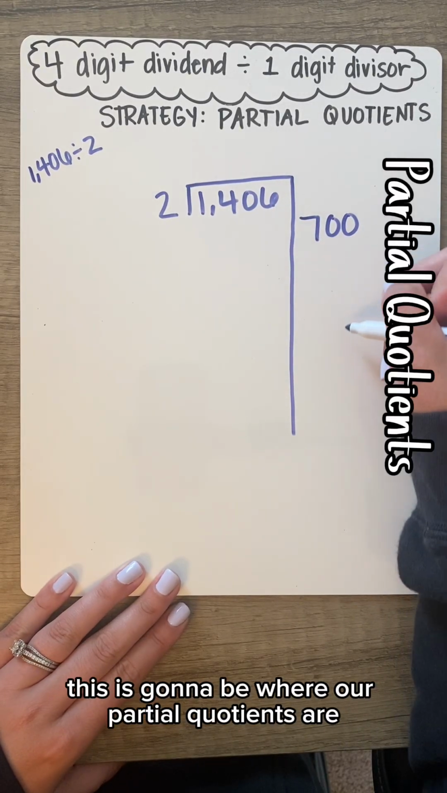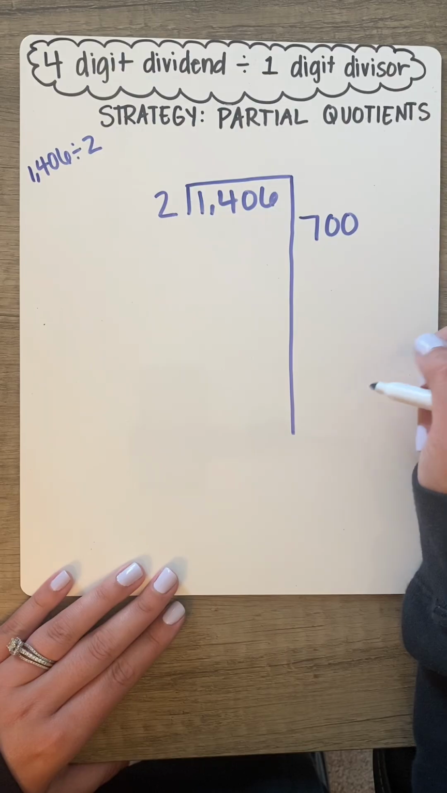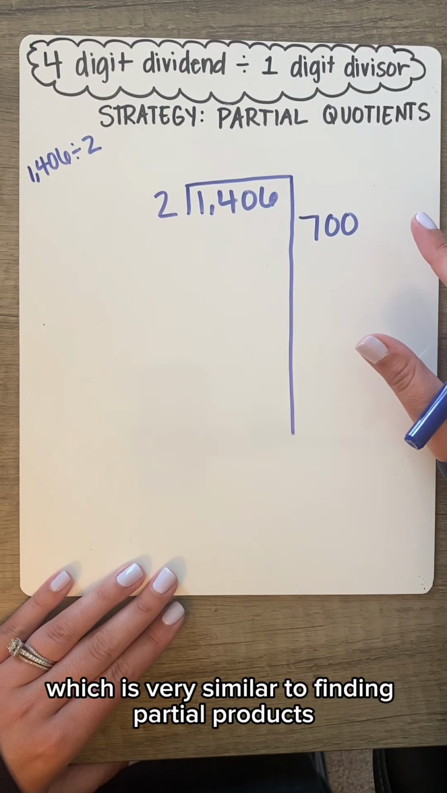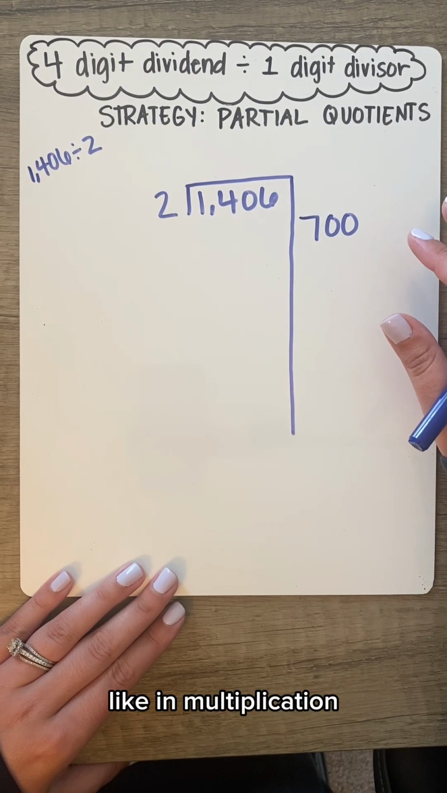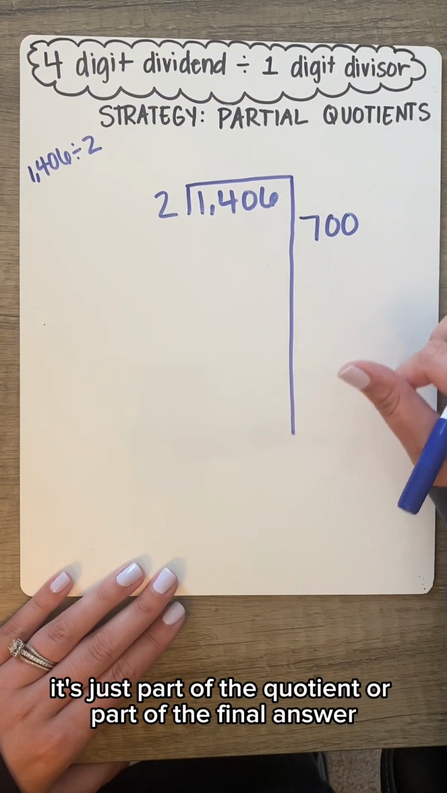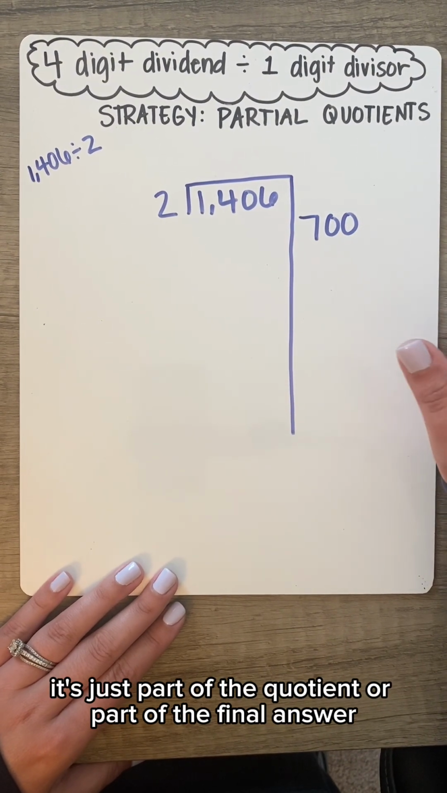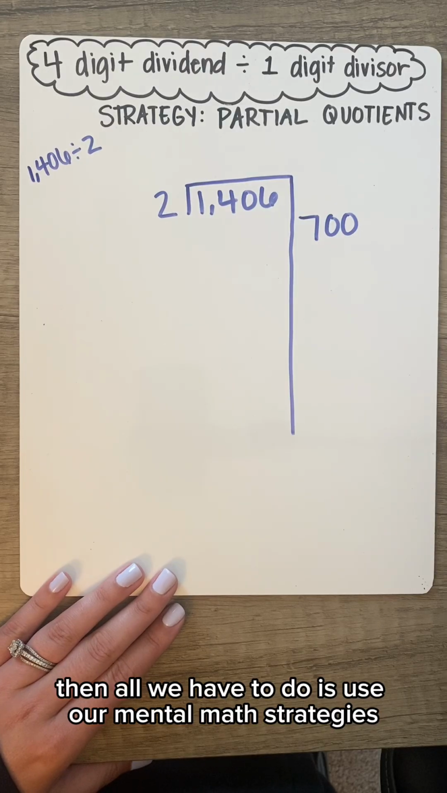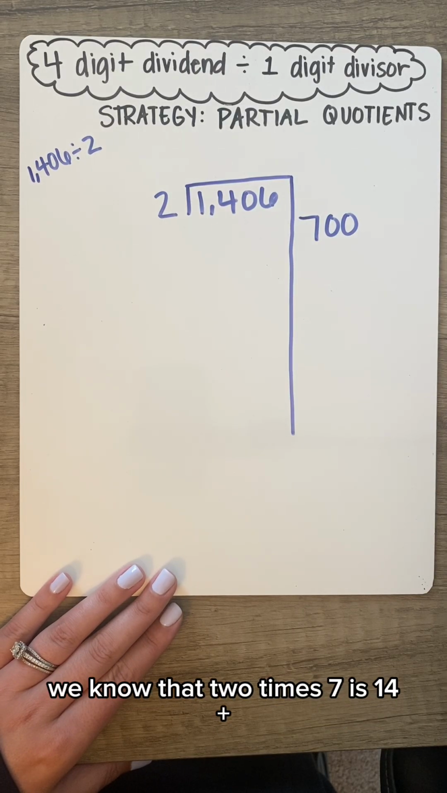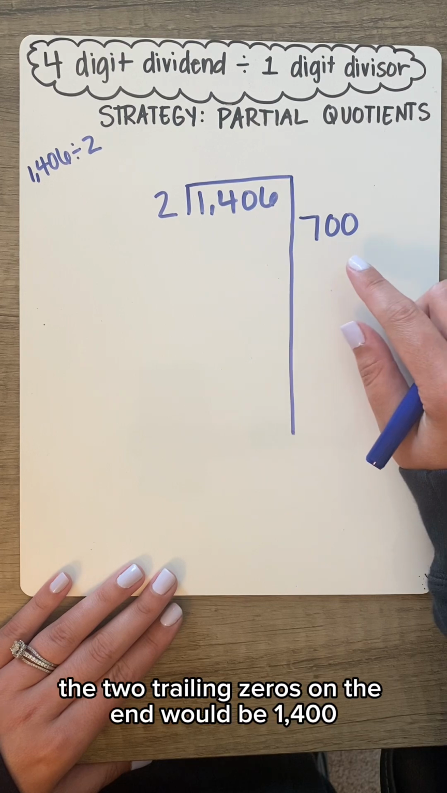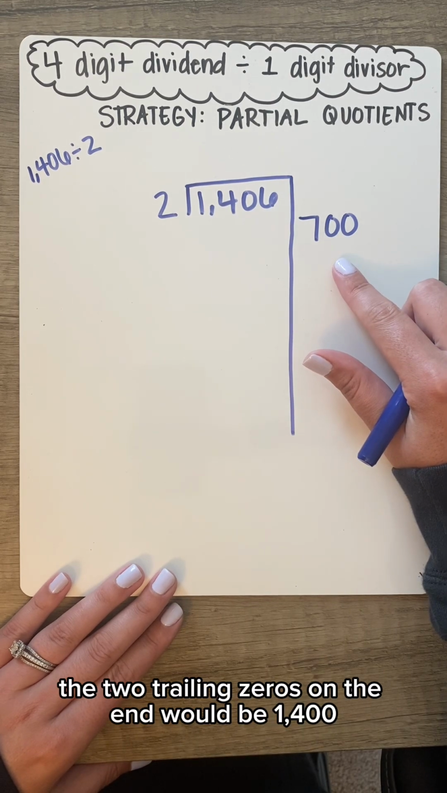This is going to be where our partial quotients are, which is very similar to finding partial products like in multiplication. It's just part of the quotient or part of the final answer. Then all we have to do is use our mental math strategies. We know that 2 times 7 is 14, plus the 2 trailing zeros on the end would be 1,400.